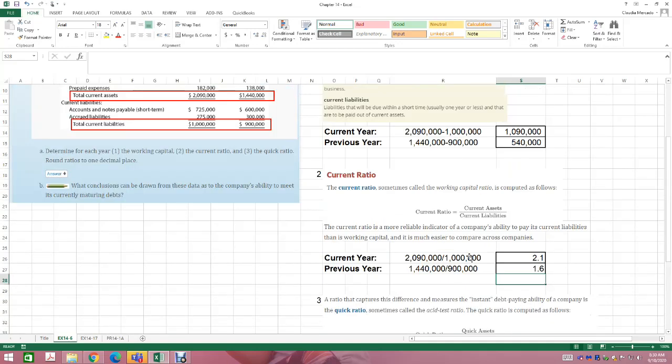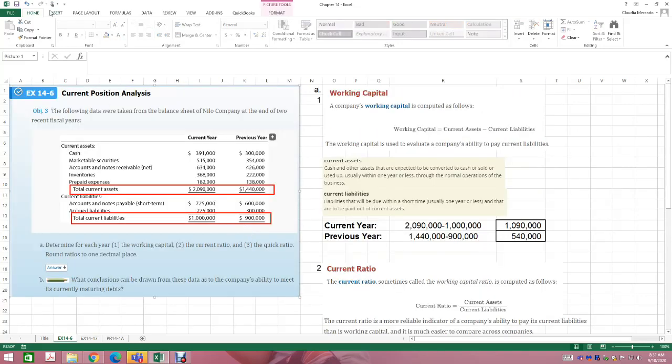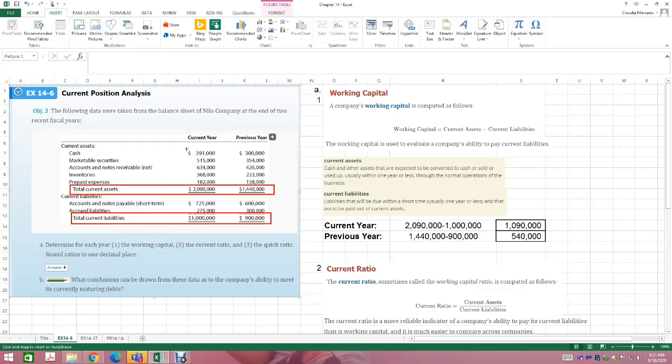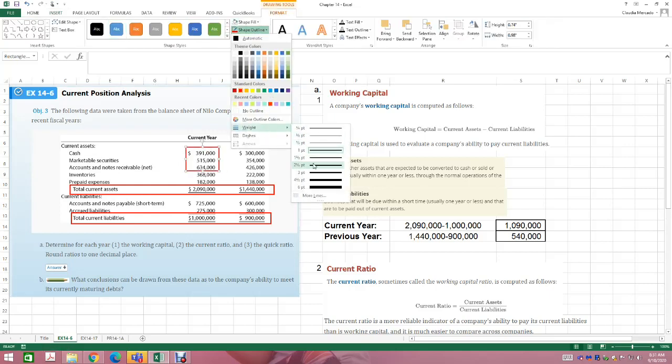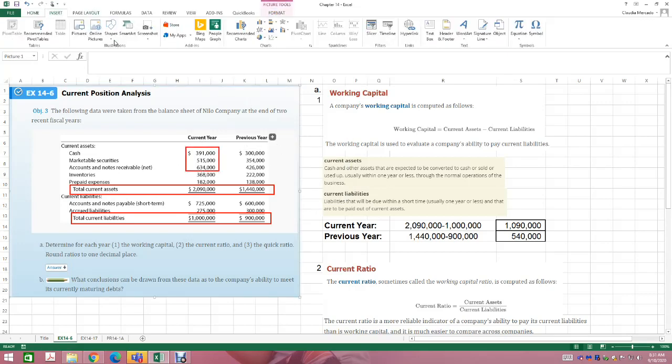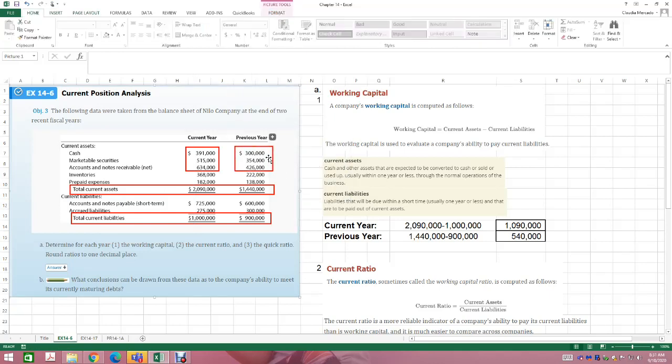The problem says that we should include cash, temporary investments, and receivables. Let me go ahead and highlight that: cash, marketable securities, and receivables. Those are the three components that we're going to be looking at for both years, and this is our quick assets. These three components right here: cash, marketable securities, and accounts receivable.